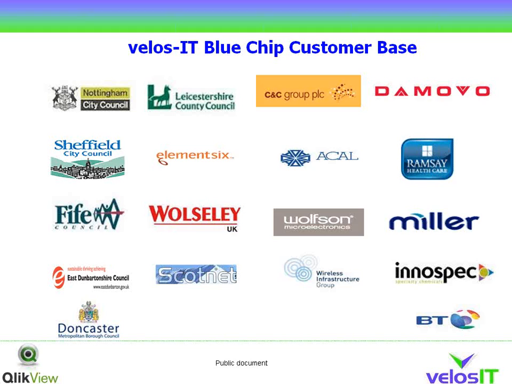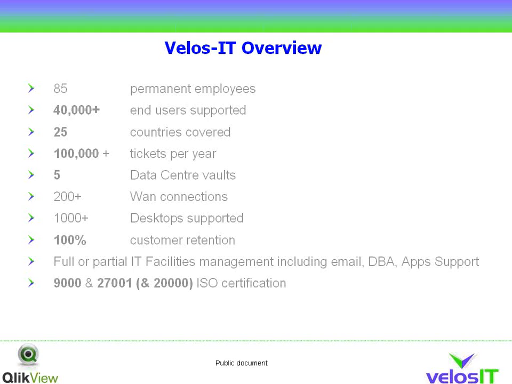And again, just very quickly on some numbers for velos-IT, to give you an idea again for those of you that don't know us. 85 permanent employees currently, growing at something like 25 to 30% per annum for the last couple of years. We currently in the JD Edwards space support over 40,000 users, and we handle about 100,000 tickets a year. One of the stats on there that we're very proud of is we have a focus on managed service, and for the almost 8 years that we've been in operation, we've got 100% customer retention, and a big focus on process and control, as you can see from the ISO certification that we've got at the bottom.